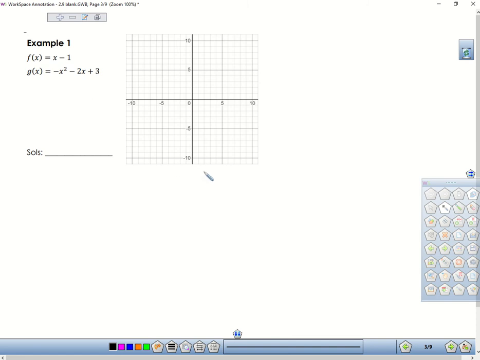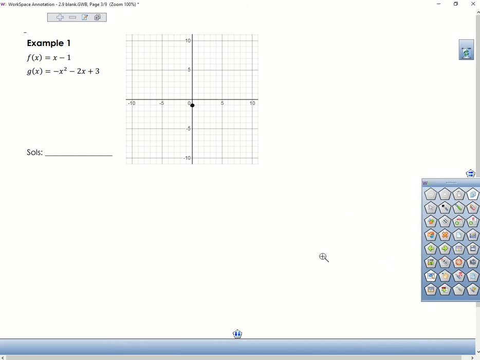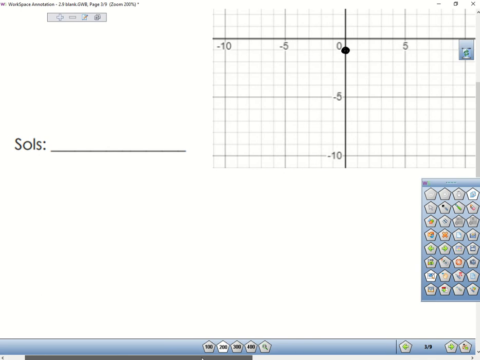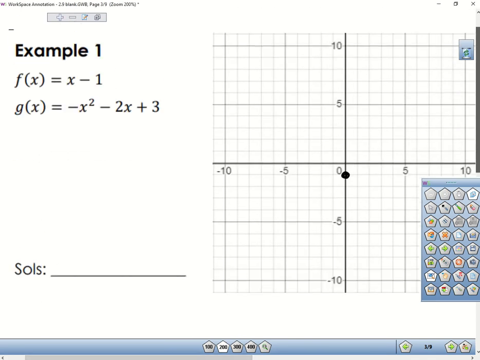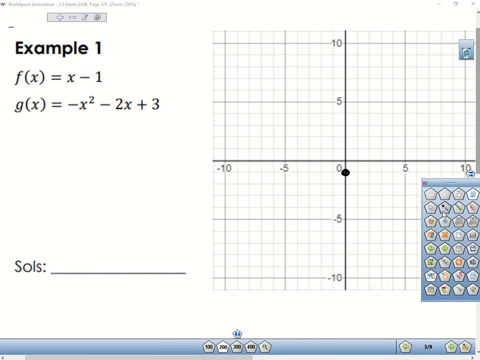So the first example we're going to look at, we're given a linear equation and a quadratic equation, and we're going to graph both. To graph a linear equation, f of x is just the same thing as y. So the first thing you do is you look at your y-intercept, which is -1. So go ahead and plot -1. And then you're going to look at your slope.